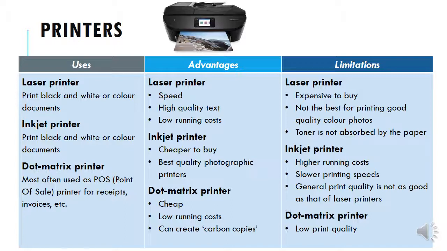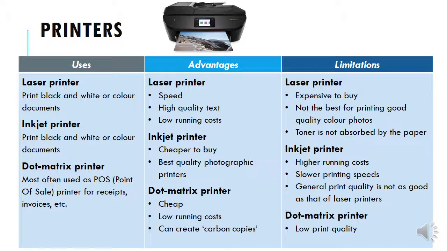The inkjet printer is the best quality for making photos. It will give you your best quality photo prints. And then the dot matrix printer is really cheap. The running costs are low, and you can create carbon copies of whatever you're printing easily.